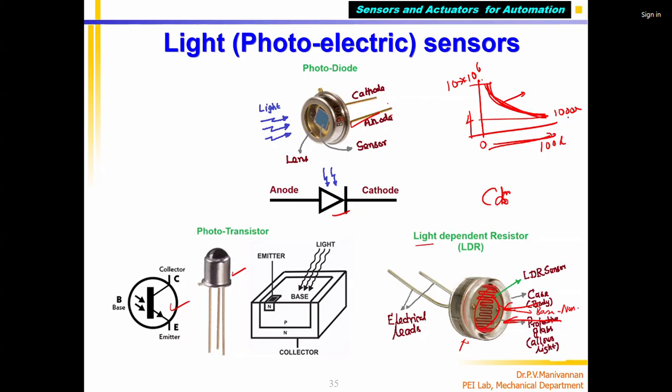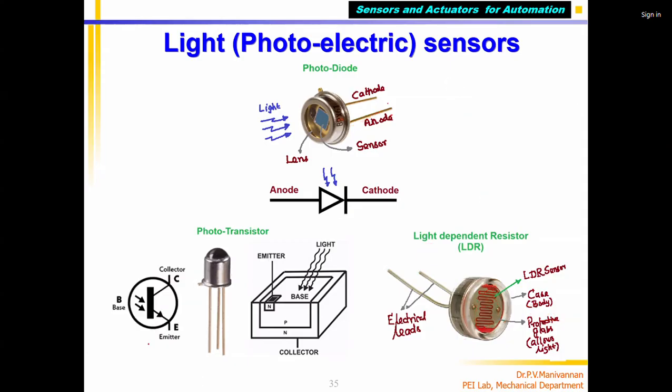So if I measure the resistance by connecting these two terminals to an ohm meter, I can say what light is falling on it. I can calibrate it and use it as a light meter. This is called the LDR sensor. It can be used for many purposes, which you can read about.